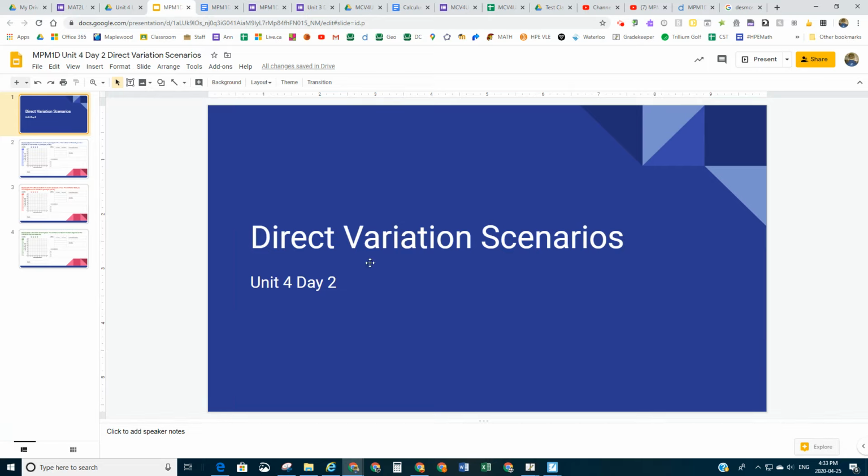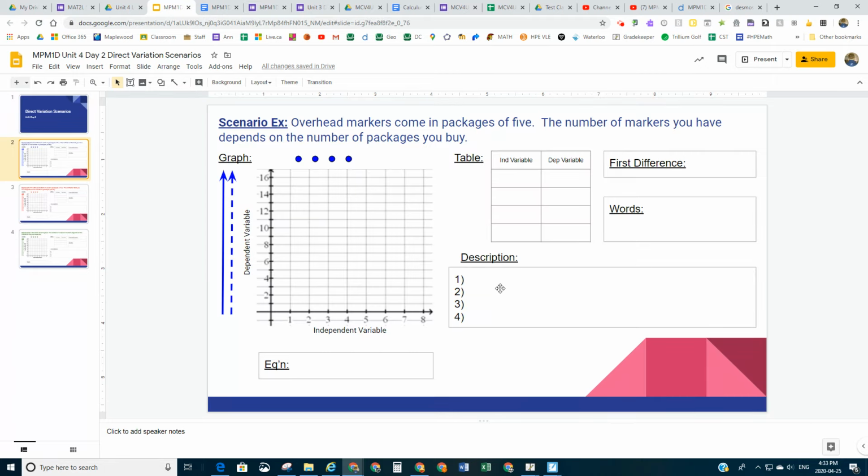All right, so what we're going to do is look at a scenario here. We're going to do this example together, and I'm going to fill out all the information, and then I'm going to share this file with you, and you're going to complete 2 of these on your own. Okay, so pay close attention to how I fill it out so that you can fill out the next 2.